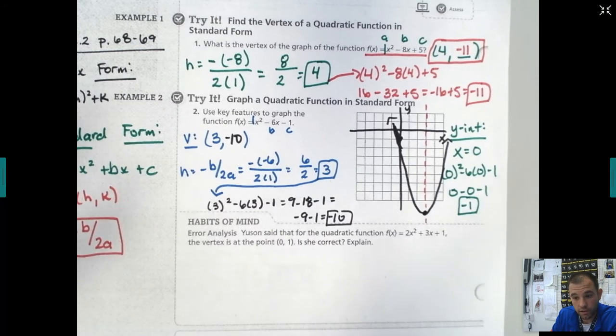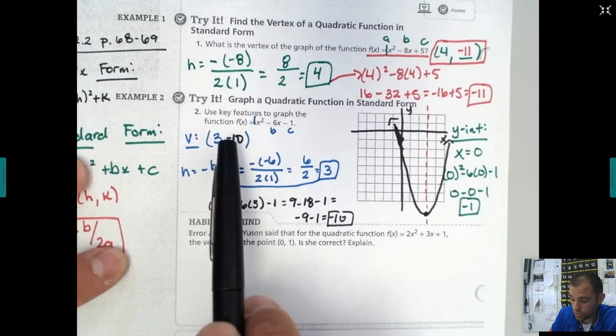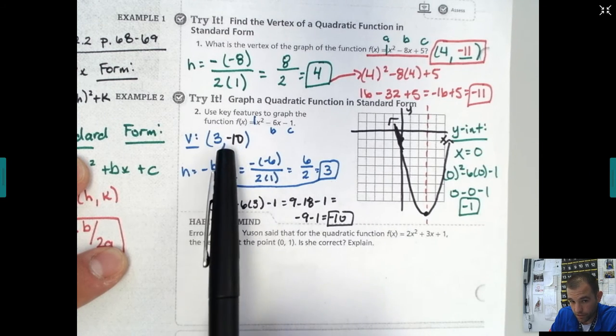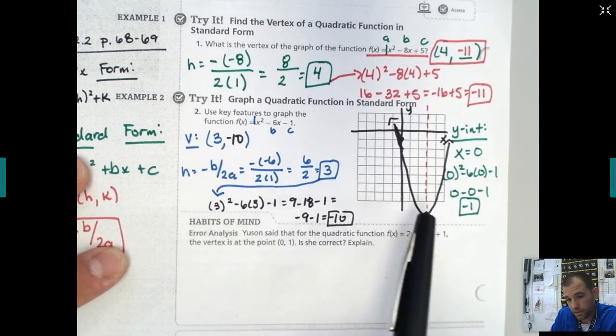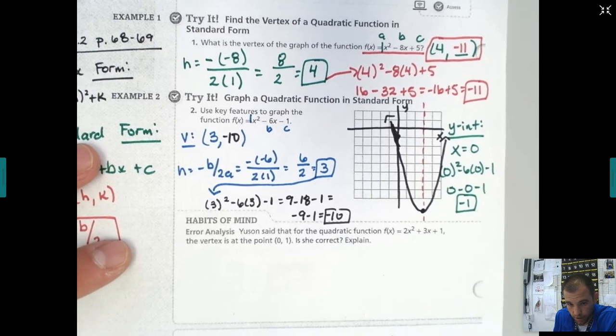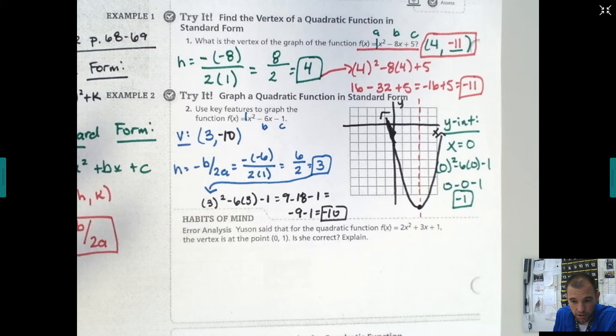Okay? Don't be afraid to use Desmos. I want you to use it. But I also want you to know how to solve it by hand. Okay? Desmos will give you all of these numbers. It will give you the vertex, and it will give you the y-intercept. But I want to make sure you can do it by hand as well. Okay? At least for this part. On your test and quiz, it's not really going to matter. All right?